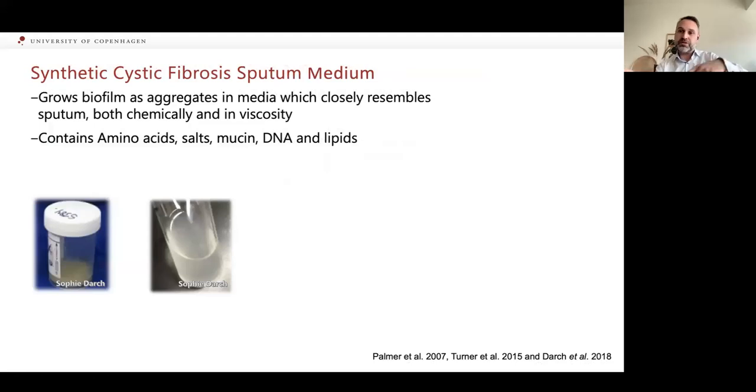A lot of the work that I've been talking about until now has been in basic media, LB media, minimal media. One of the model systems that I really enjoy working with is synthetic cystic fibrosis media that was developed in Marvin Whiteley's lab back in the day. Here we use a media that's really complex and very specific, trying to capture the chemical substances that are in sputum from patients with cystic fibrosis.